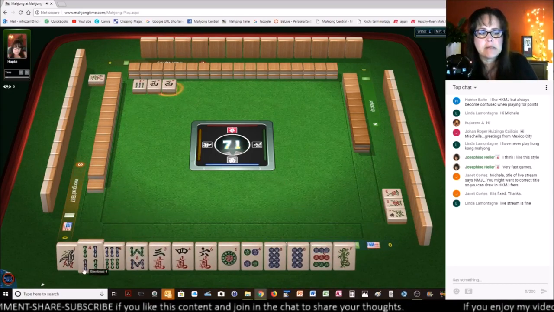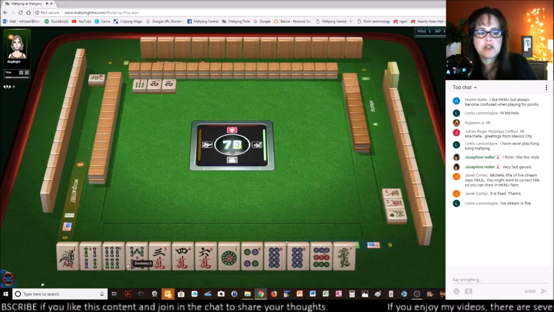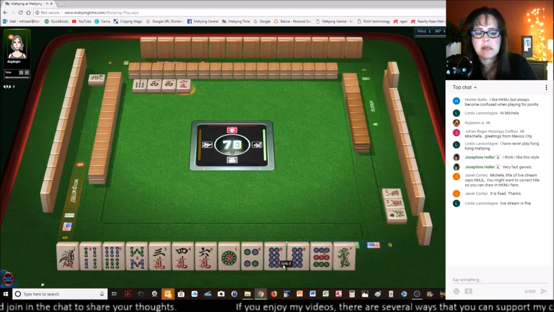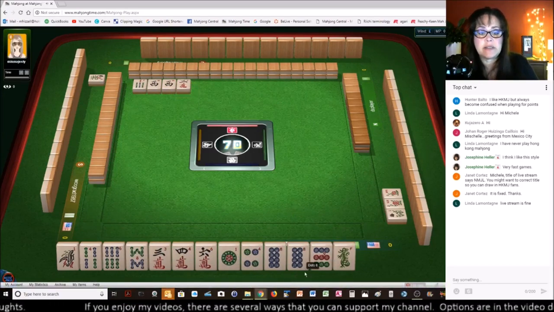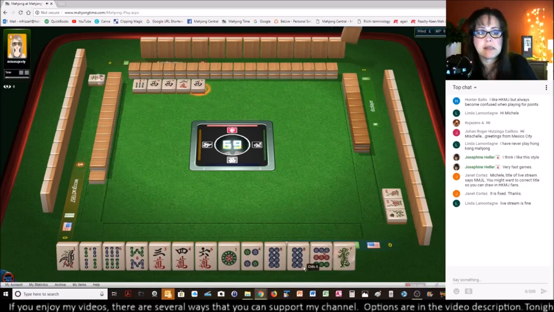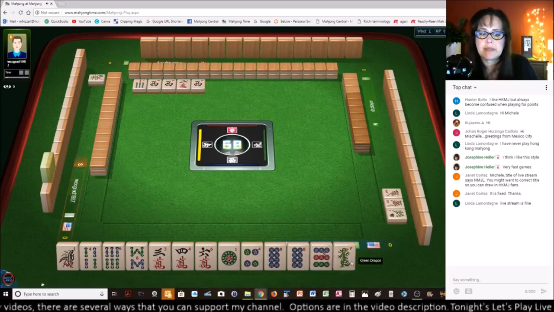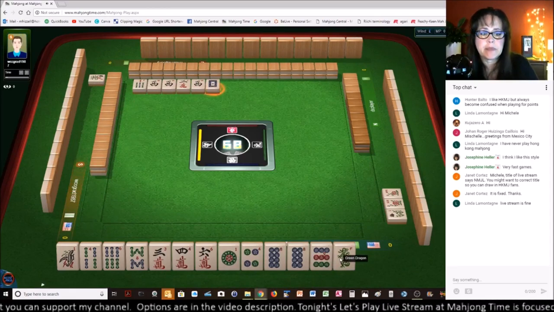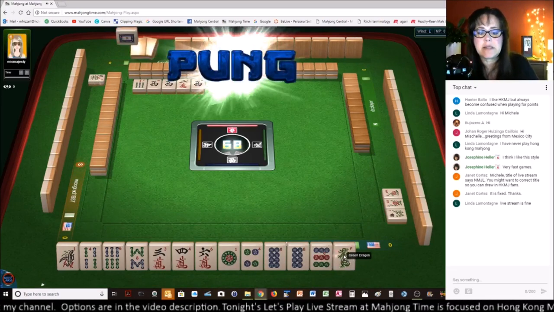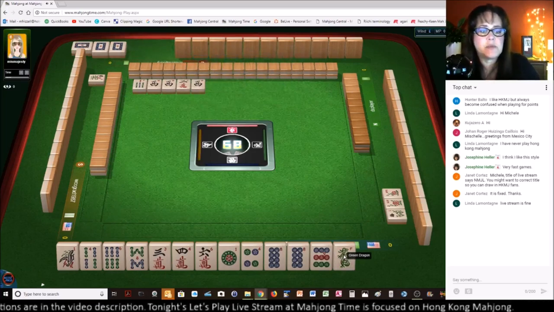West wind. Okay, so we do have potential chows with the bams. Potential chows with the cracks. Two characters. The 1-4 dot, those are isolated, and we do have a little potential with the dots with the 8-9, but they're on the edge, so only one tile will help there. White dragon. So we need middle tiles. Middle tiles would be really nice.